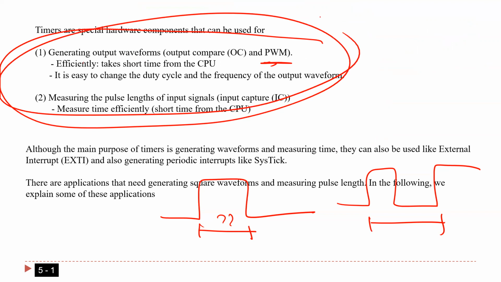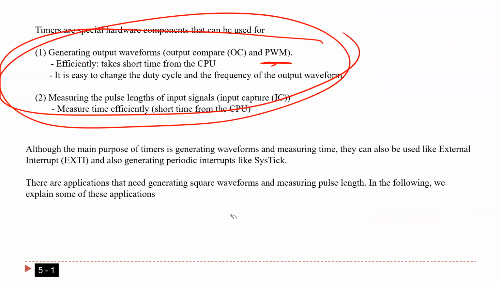functionality of the timer. However, as you will see also in this course, I can also use the timer like SysTick to generate periodic interrupts. Yes, this is not the main functionality, but I can also use it like SysTick to generate periodic interrupts. You got what I'm saying? I already explained SysTick before, but still we can have more than one here in this chapter using the timer. Again, we can also use it like external interrupts. Again, this is not the main functionality, but I can use it similar to external interrupts and also SysTick.